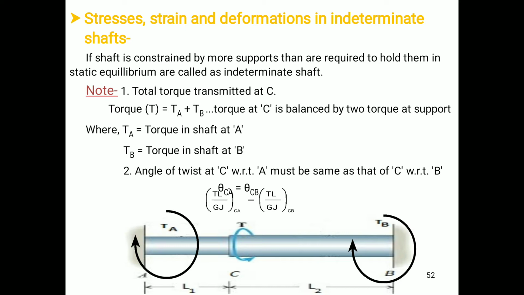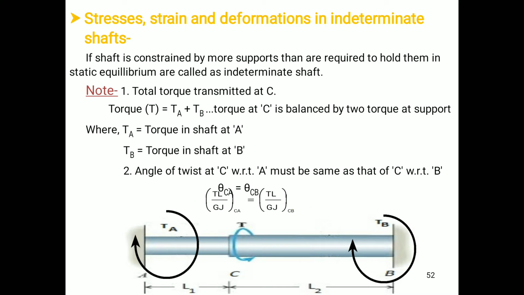At C it is subjected to torque in anti-clockwise direction. To maintain the equilibrium, a torque is generated at A and B, and that should be in clockwise direction. So the equilibrium can be maintained by reaction at A and reaction at B.